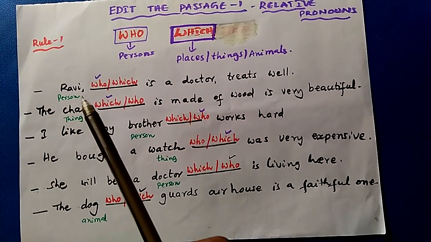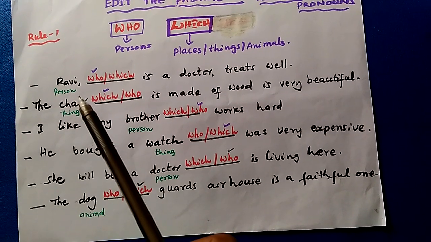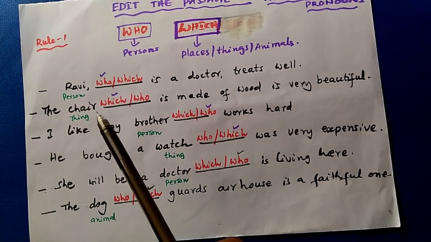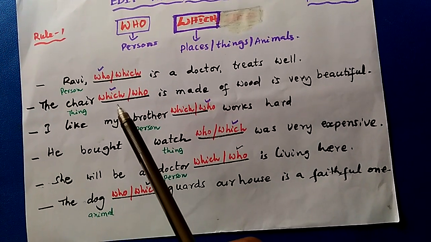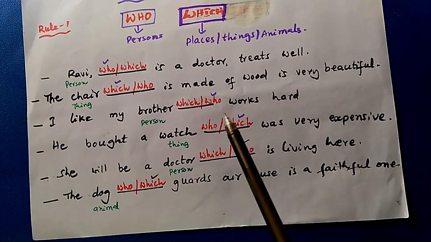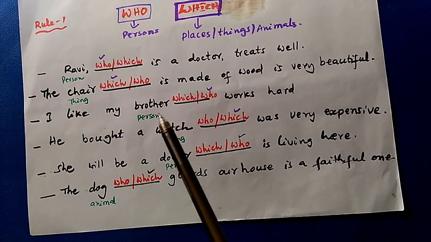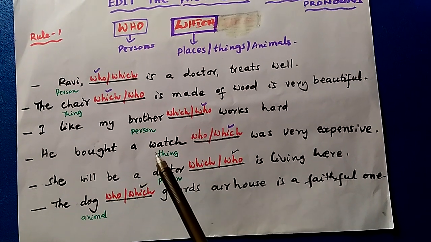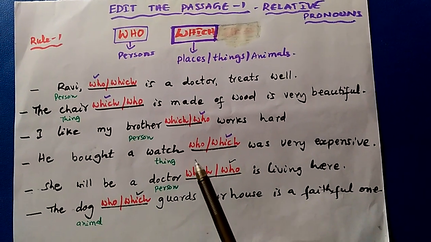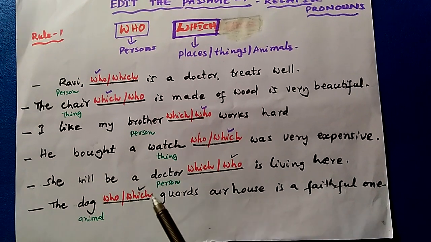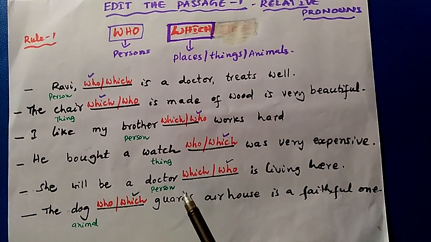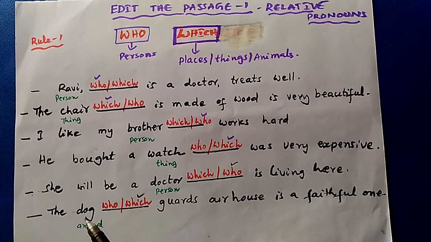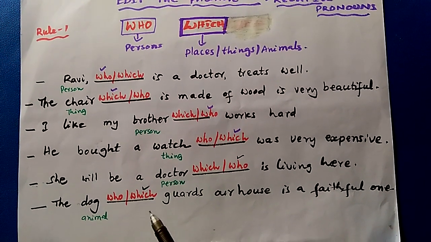Here in this example, the antecedent is a person, so we have used who. In this example, the antecedent is a thing, so we have used which. Here the antecedent is my brother, that is a person, so we have used who. Here the antecedent is a thing, so we have used which. Here the antecedent is a doctor, that is a person, so we have used who. Here the antecedent is a dog, so we have used which.